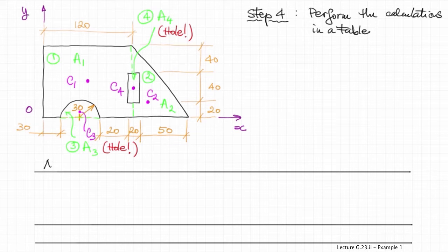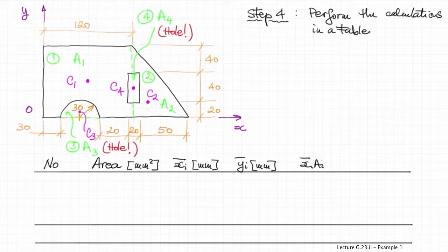So if we use a table, the first column will be the number of the area under consideration, the second column with the actual area of each element, then the coordinates of the centroids for each element, xi bar and yi bar, and then the products of xi bar ai and yi bar ai.